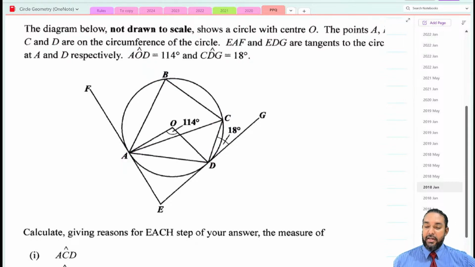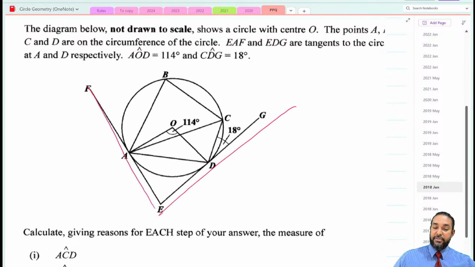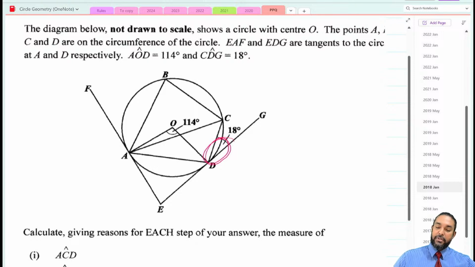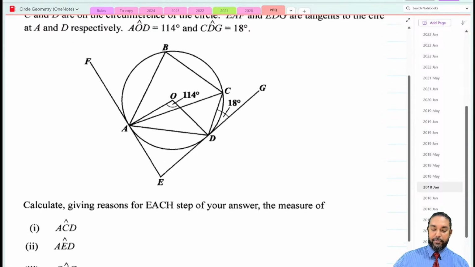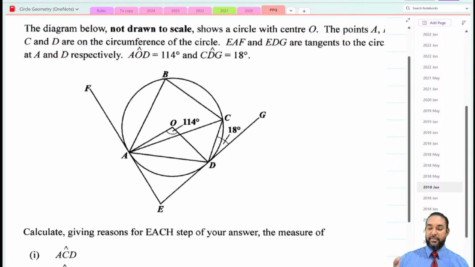EAF and EDG are two tangents to the same circle at A and D respectively. AOD is 114 degrees. That's 114 there at the center of the circle, and CDG is 18 degrees, so that's between a tangent and a chord. So they want us to find a few things. ACD is the first one, but first things first.